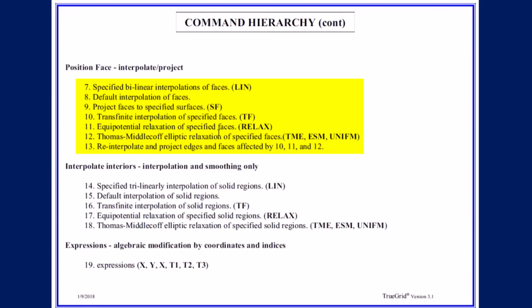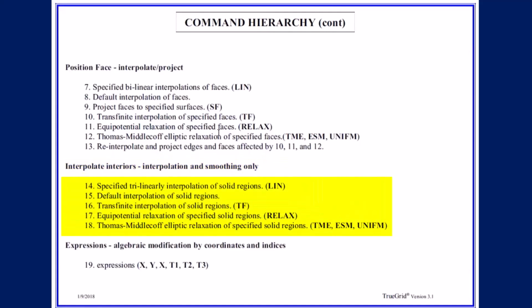Now, the fourth and final objects that are manipulated are going to be the solids, the brick elements, the interior of a solid brick part. And there's no projection taking place with these solids. They're only interpolated and smoothed. No projection, because you can't project a solid onto a surface.